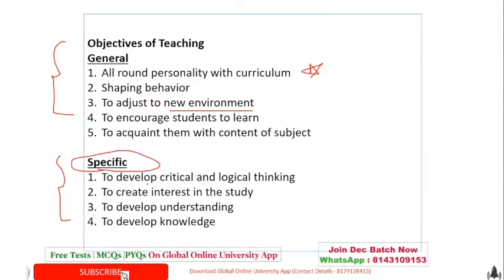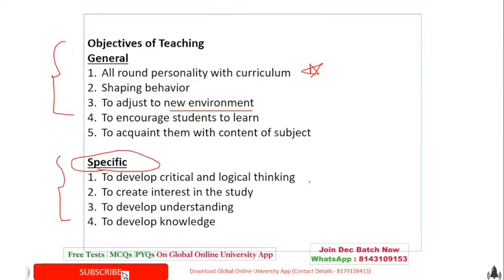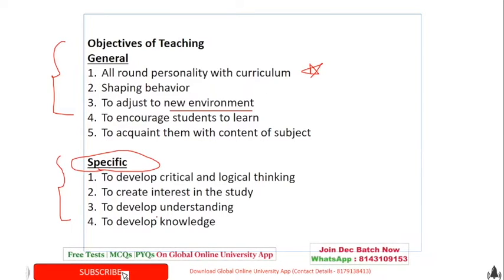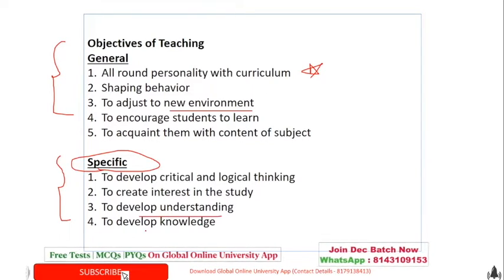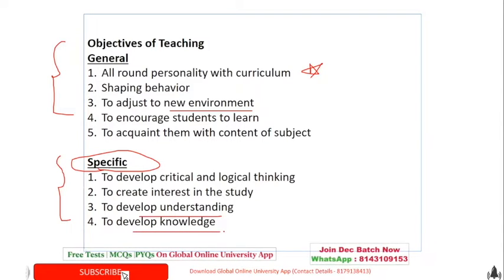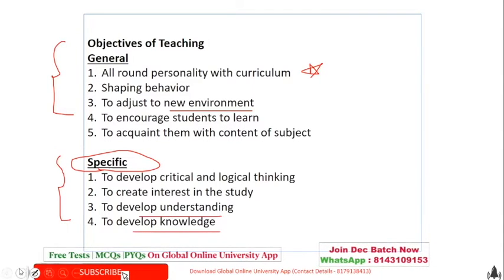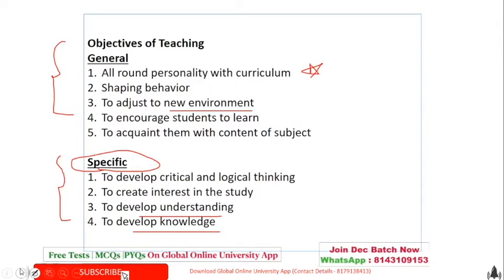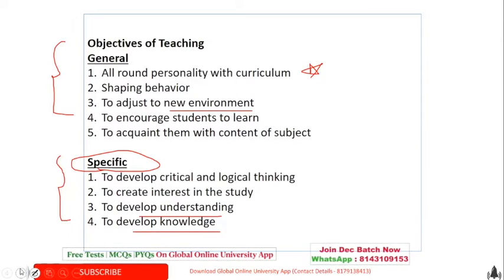Specific talks about developing critical and logical thinking, creating interest, desiring learning, developing an understanding and developing the knowledge. So these go with the objectives of teaching. A definite question can be expected from this topic.